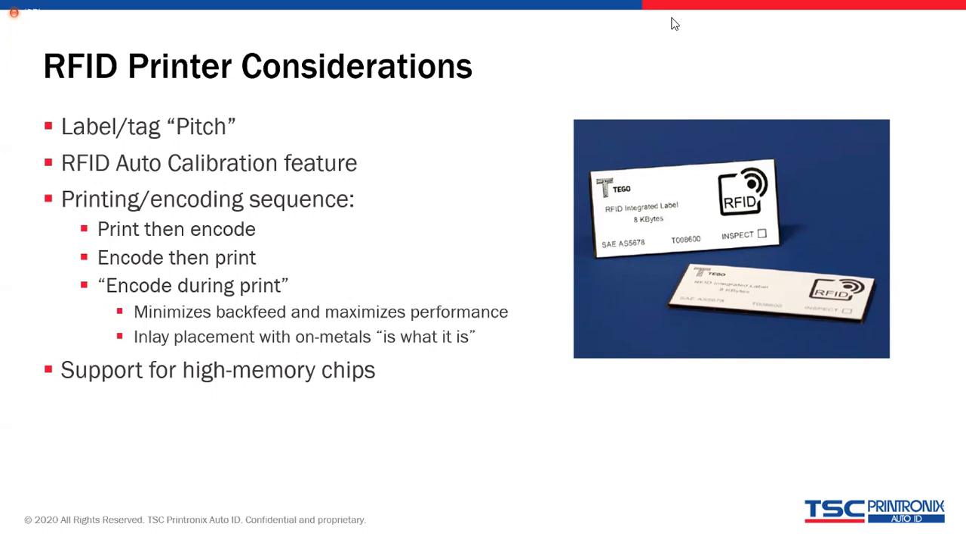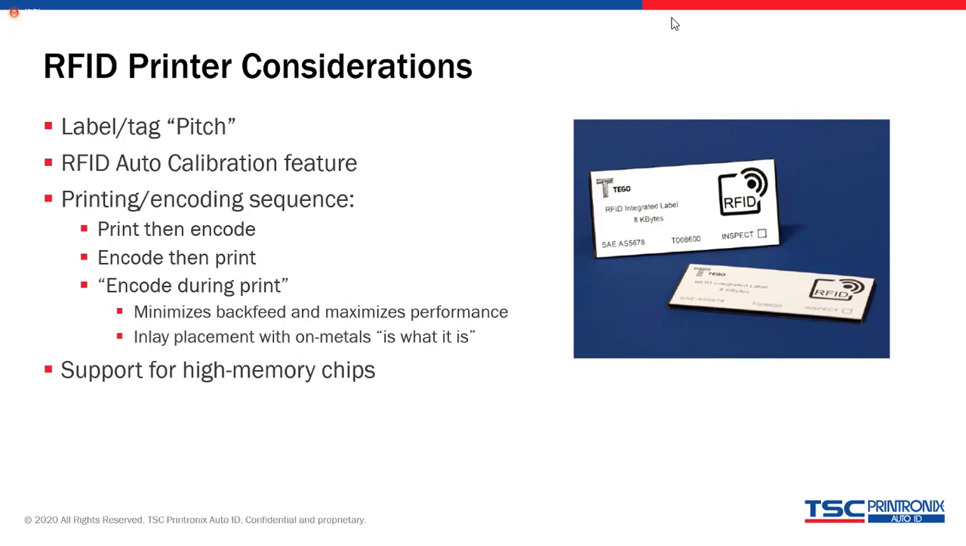First off, it minimizes the backfeed that is involved when you're printing and encoding the tags. If you're using one of the other sequences, print then encode or encode then print, you tend to get a lot of backfeed because the printer has to do one function and then backfeed the label to line up for the other function. And then when they're both done, the printer will forward feed the next label, line that up, and so on. Well, when you minimize the backfeed, you also maximize the performance. So it increases the speed and just gives you general speed overall.